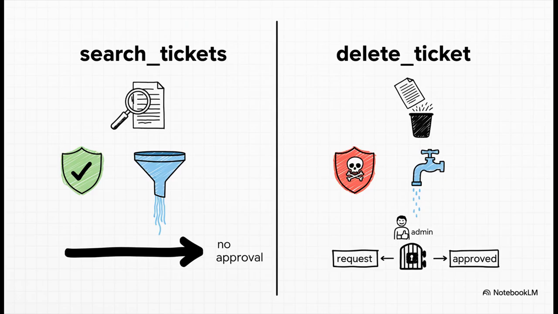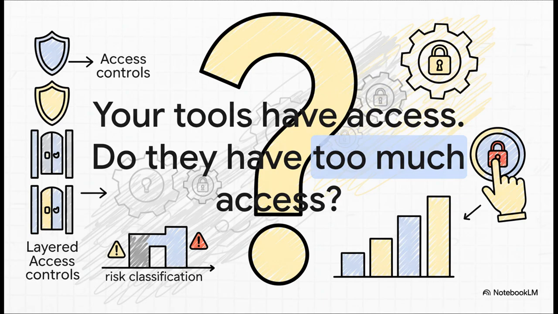It's pretty cool. So as we wrap this up, I want to leave you with one big question to take back to your own projects. Your tools have access, they have to. But the real question is, do they have too much access? Taking the time to apply the principle of least privilege isn't just checking a box for security best practices, it's about fundamentally building systems that are secure right from their core.